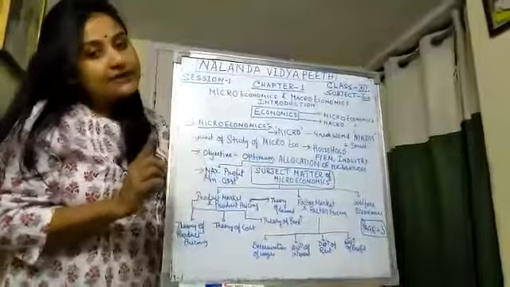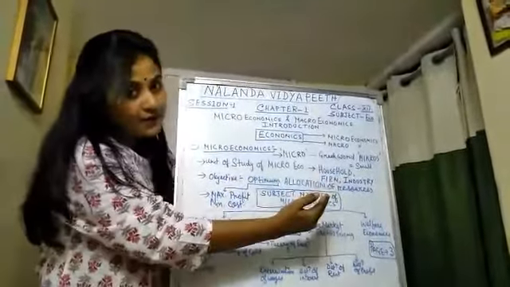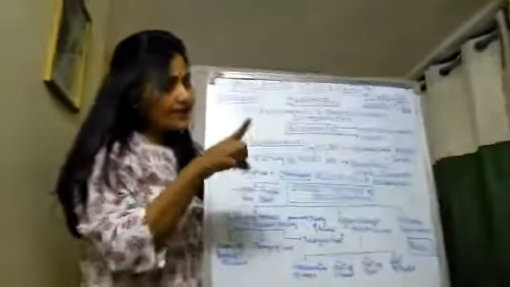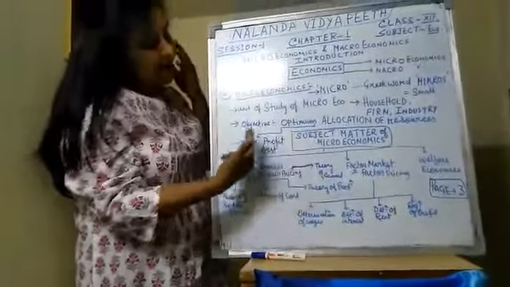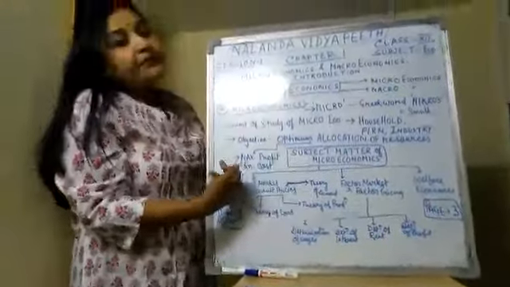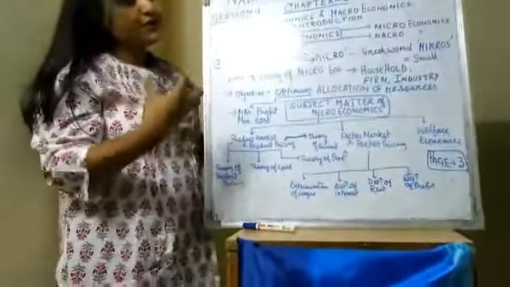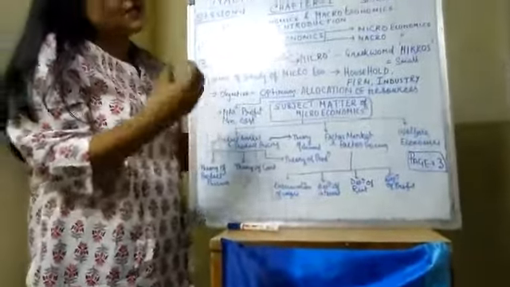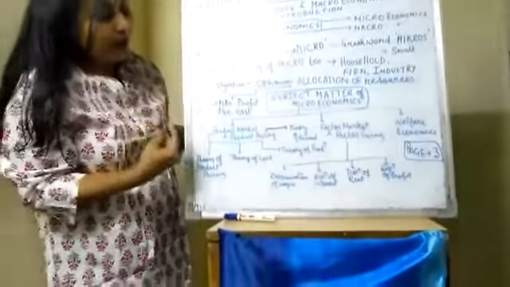Now the objective of microeconomics is optimum allocation of resources. I discussed this in class 11, but let me discuss it again: optimum means maximum profit, minimum cost. That's called optimum allocation of resources, that we need to allocate the resources in such a way that we get maximum profit with minimum cost.